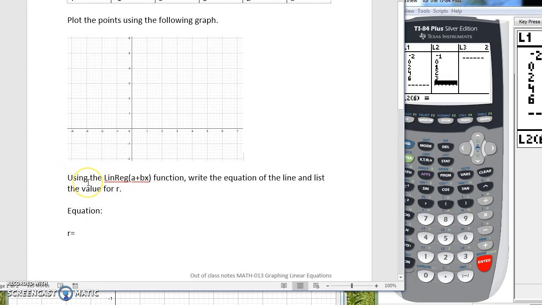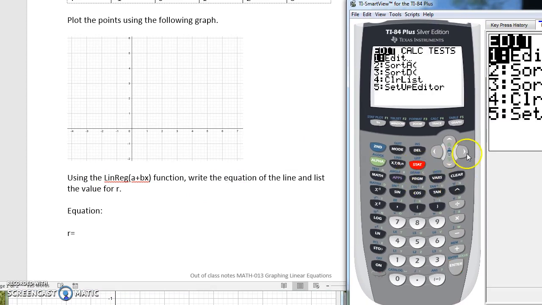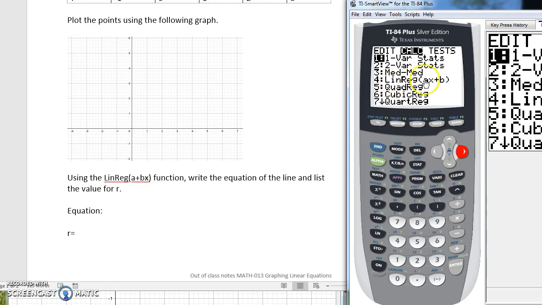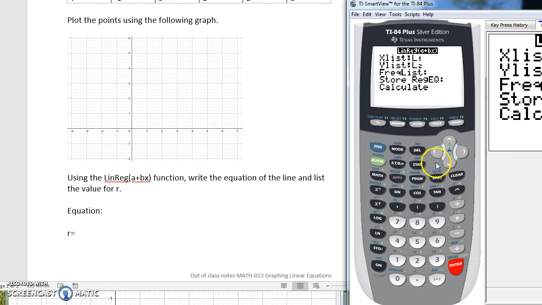Now it says using the LinReg a plus bx function, write the equation of the line and list the values for r. So here's what we're going to do. We're going to go back to our calculator. We're going to click stat. We're going to go over to calc. And you see linear regression ax plus b here. You can use that one. That's like your y equals mx plus b for those of you who are used to your traditional lines. But the MyMathLab homework really likes this a plus bx form for some reason, so we're going to use that. And we are going to make sure we have L1 for our x, L2 for our y. We don't need a frequency. We're not going to store the regression.